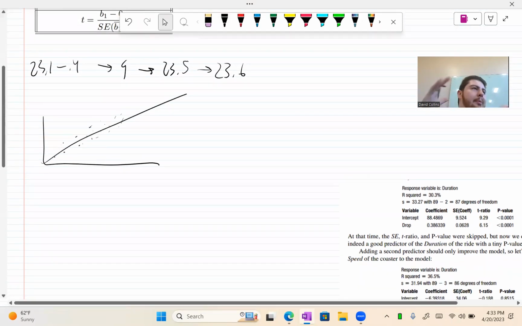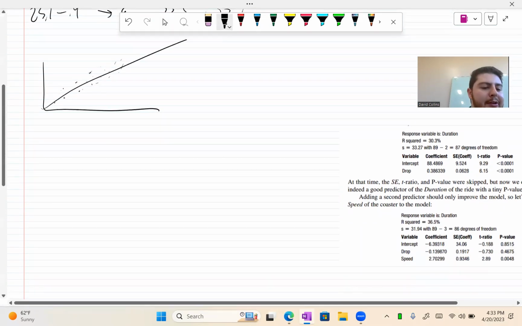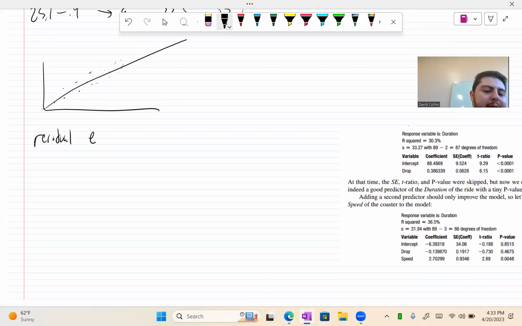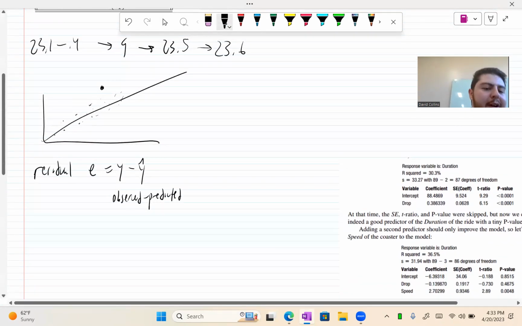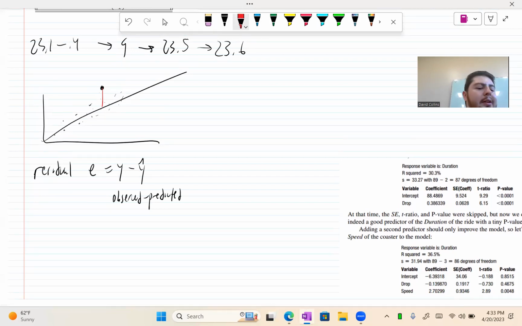And of course, we try to minimize the residuals. So, reminder, the residual, we call it E. It is y minus y hat, which is the observed minus the predicted. So if this is a data point, this red line indicates the residual. It's a vertical distance, whether positive or negative.